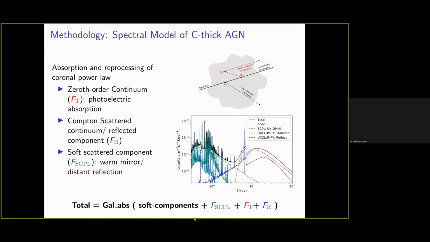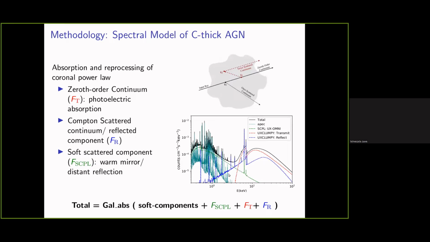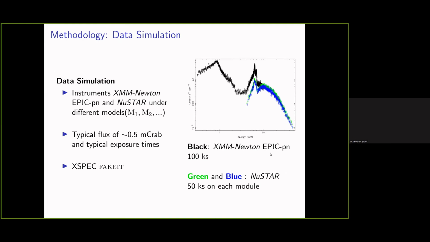Now we use this total spectrum, which is marked here in black, this black solid curve, to simulate the data from instruments like XMM-Newton EPIC PN and NuSTAR. So we assume a typical flux level of around 0.5 milliCrab with typical exposure times of 100 kiloseconds on XMM and nearly 50 kiloseconds on NuSTAR for each module, and we use Xspec fakeit to generate the data like this. So here we have an example of instrument convolved spectra, which is basically generated using this black curve here.